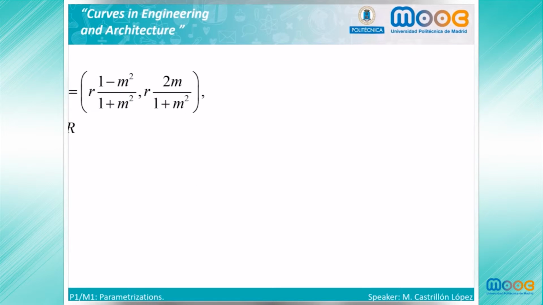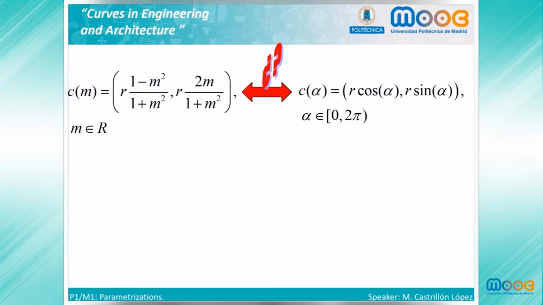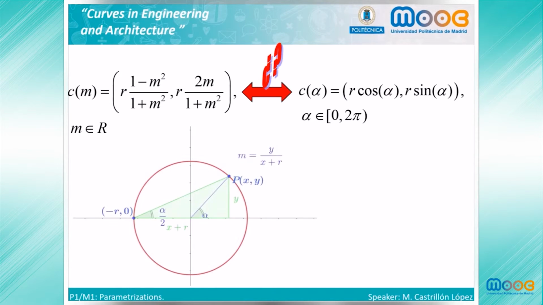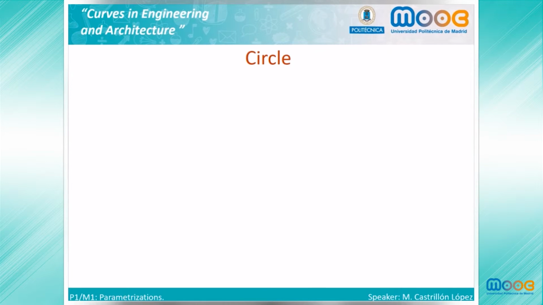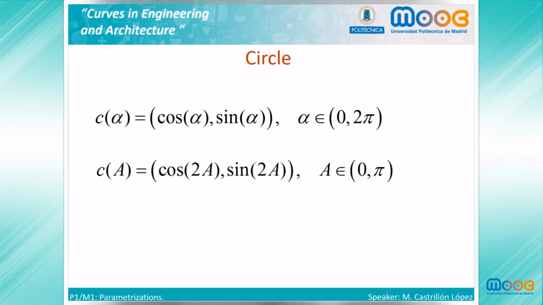There is a relationship between this rational parametrization and the parametrization using trigonometric functions. If we let m be the tangent of alpha over 2, we go from the first to the second. The geometric interpretation of this change of parameter is the one given on the screen. Roughly speaking, we now have three parametrizations of the circle, each of them with a different geometric interpretation.